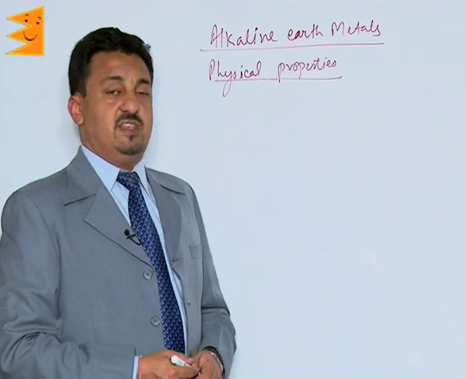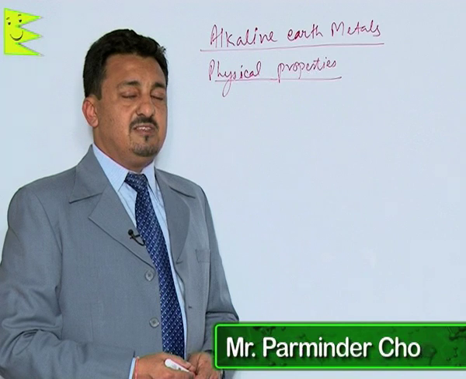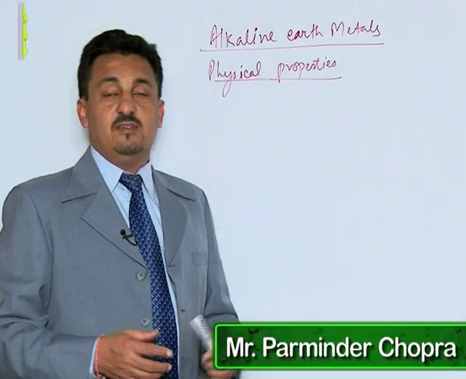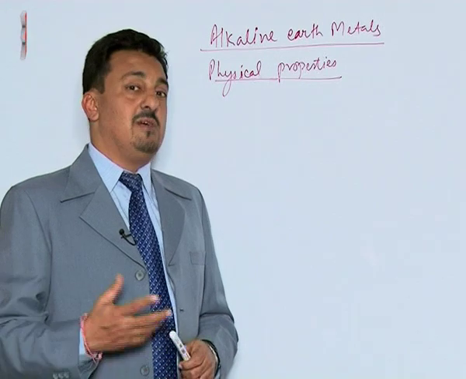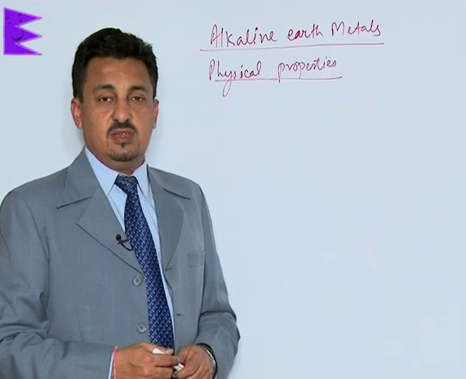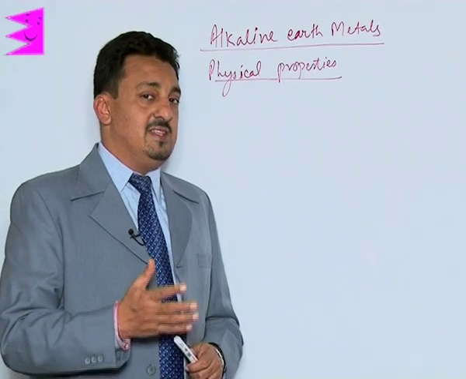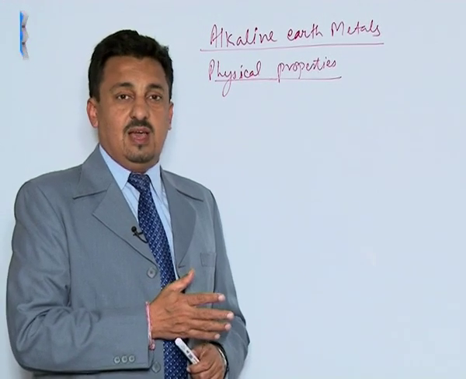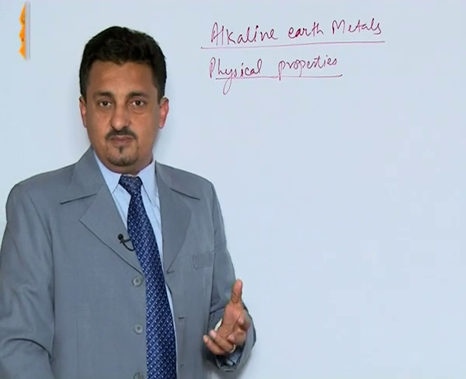Now let us discuss the physical properties of the alkaline earth metals. All of these metals are, in general, silvery white, lustrous metals, but beryllium and magnesium are somewhat grayish in appearance. Their melting points are higher than those of the alkali metals, the reason being they are smaller in size and therefore have a more compact packing.